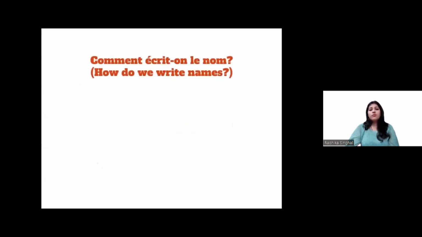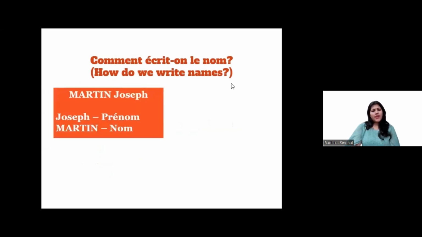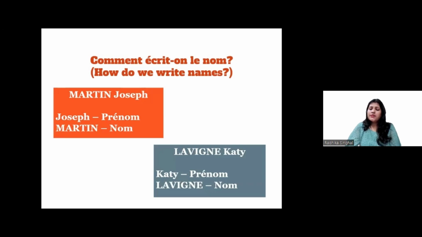Comment écrit-on les noms? How do we write names in French? Here we have a person called Joseph Martin, who in writing has written his name as MARTIN, which is in capital, Joseph, which is his first name. The other person we have is Lavigne Cathy. Cathy is her first name and Lavigne her last name. So do you see, when we speak our names in French, we say it just like in English. First name first, last name last.